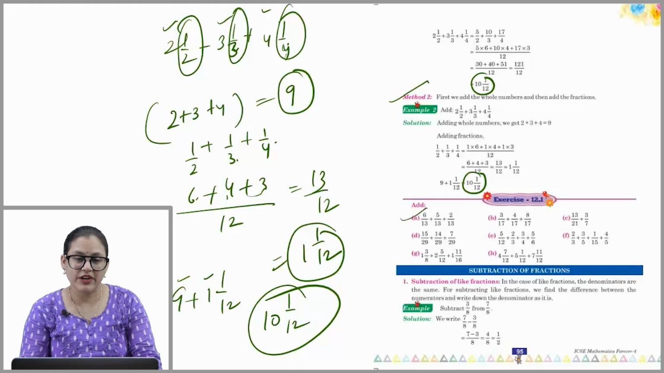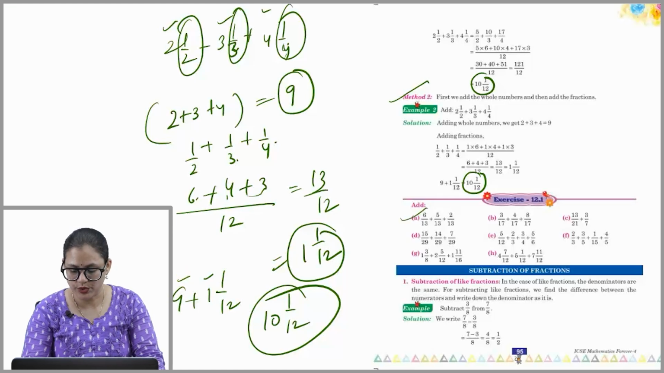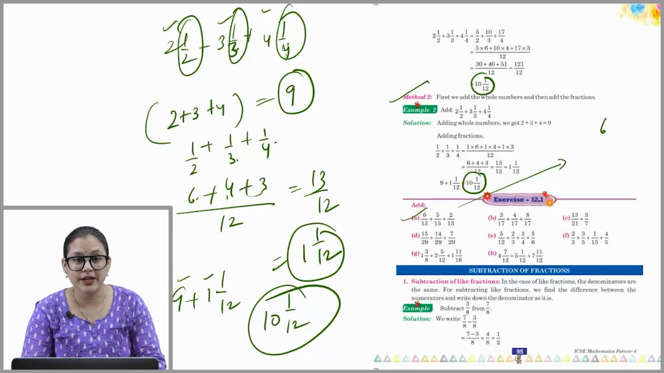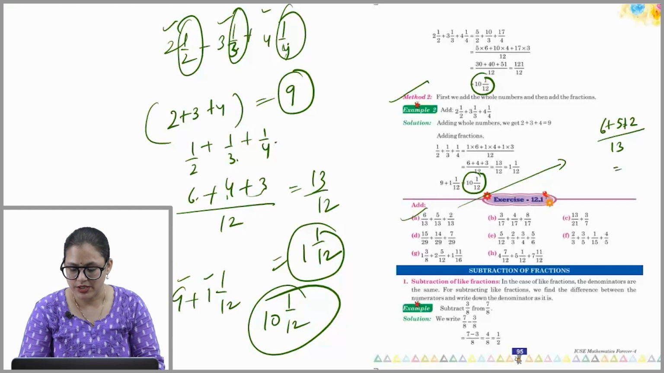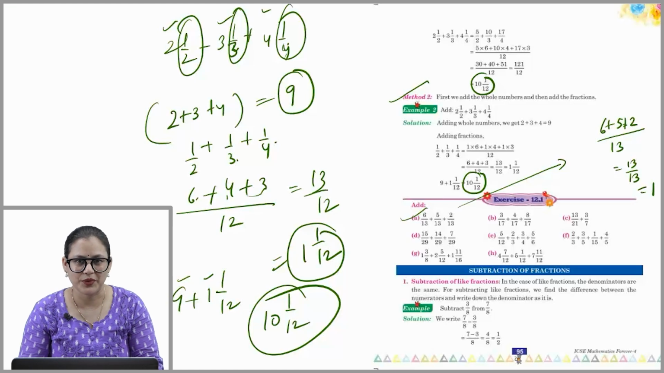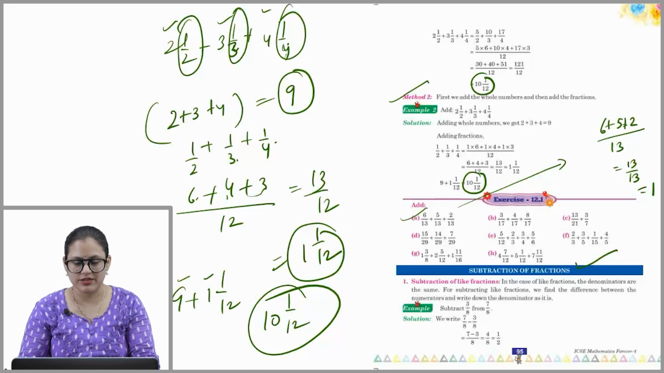6 by 13 plus 5 by 13 plus 2 by 13. What will you do in this case? You will add the numerators and you will write the common denominator, okay, which is 13. 6 plus 5 is 11 plus 2 is 13. So 13 by 13, 13 by 13 is 1. Okay. Next, subtraction of fractions.